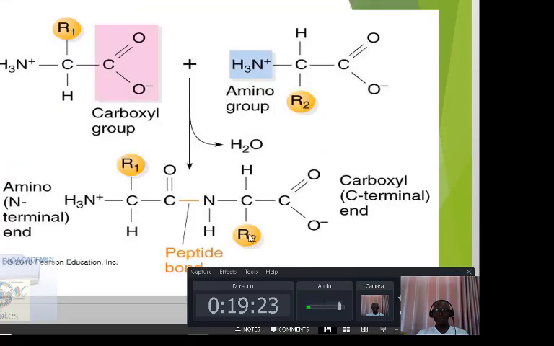And this is the illustration of the formation of a peptide bond. So remember, the amino acid has the carboxyl group on one end and the amino group on the other end. So the hydrogen from the amino group bonds with the OH coming from the carboxyl group to form the water molecule that is released, and then a peptide bond is formed. So this is how a peptide bond is actually formed.